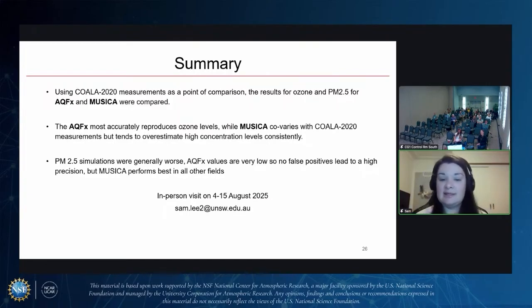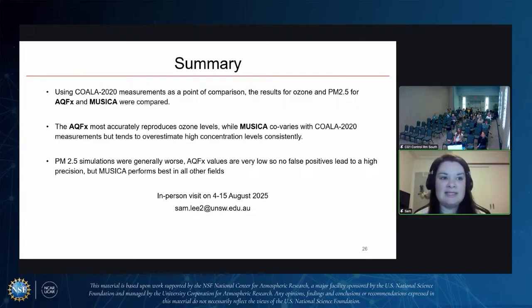So this is some interesting data. Both of the models covaried well with the actual environment, with AQFX representing ozone slightly better and Musica representing the PM 2.5 concentrations in this extreme bushfire event.